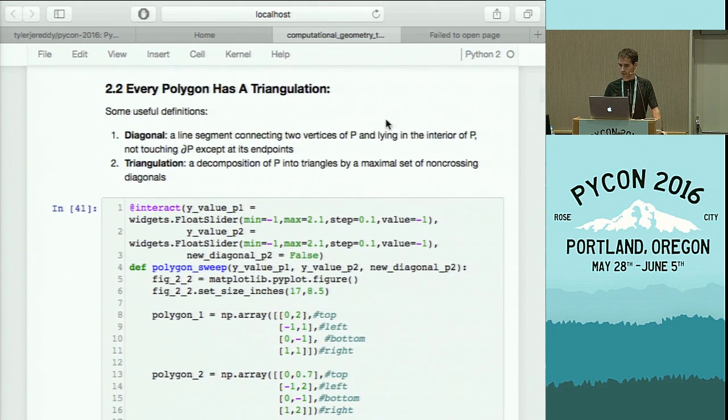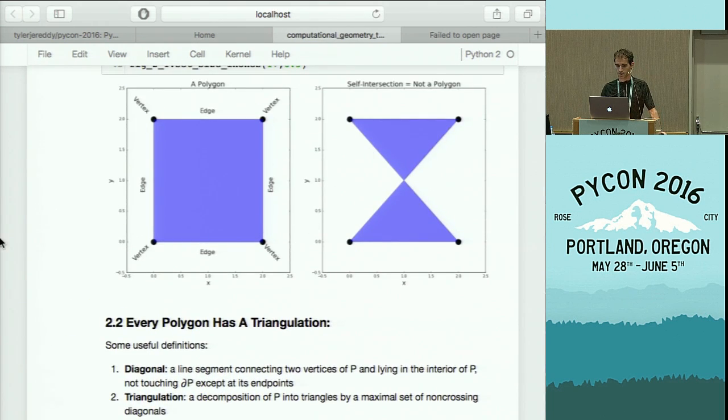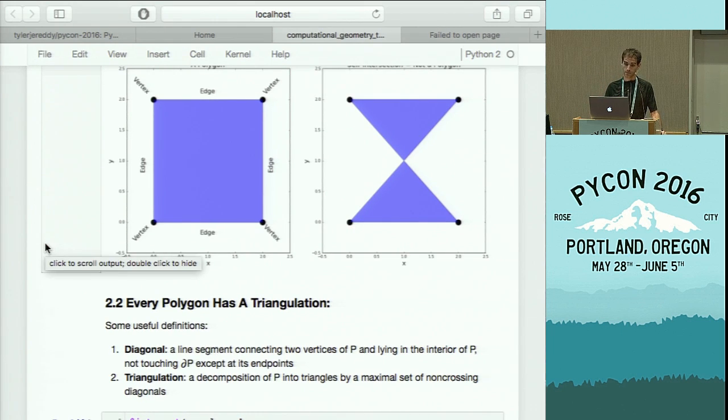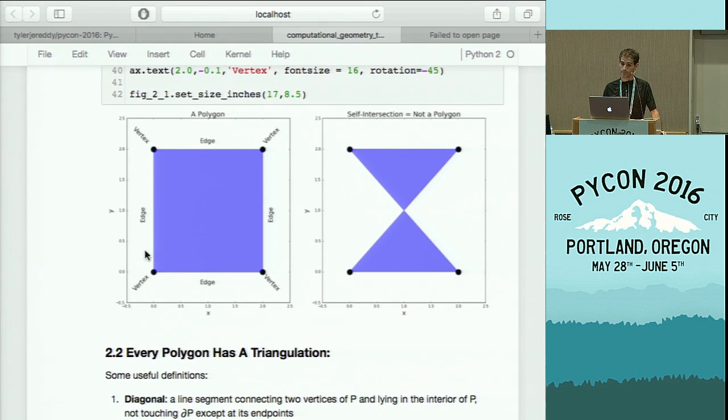So every polygon has a triangulation. That's an absolute mathematical fact. So if we look at this square right here, we can imagine, for example, a diagonal going from the top left to the bottom right, which would split the square into two triangles, which is a triangulation, or another triangulation where we go from the bottom left to the top right.